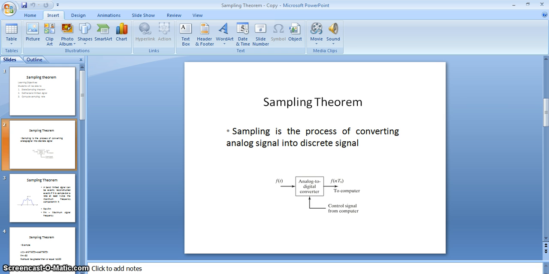Look at the diagram where the input is f of t and the system is an analog to digital converter. The analog to digital converter receives two inputs. One is the signal input f of t and the other is the control signal from the computer. We'll see about this control signal later. The output is f of nTs, which is a discrete signal, so it can be processed by the computer because it is discrete. The output is given to the computer.